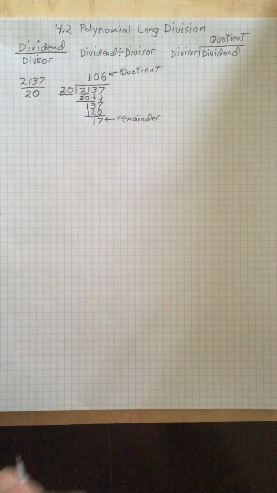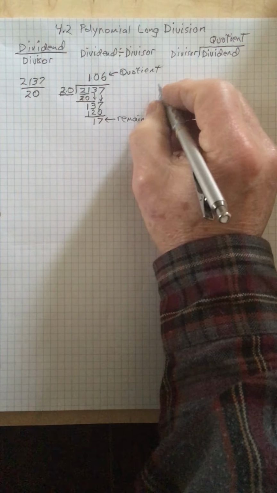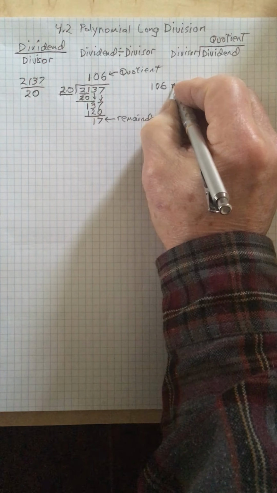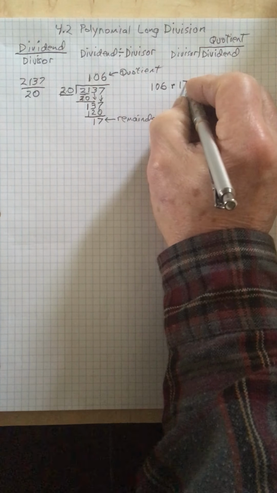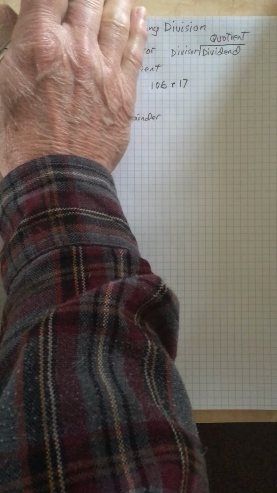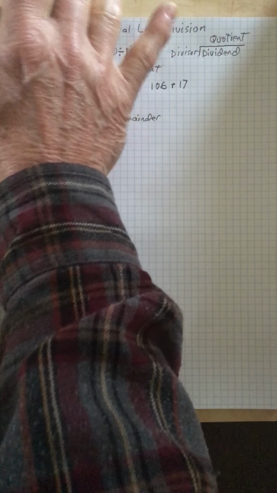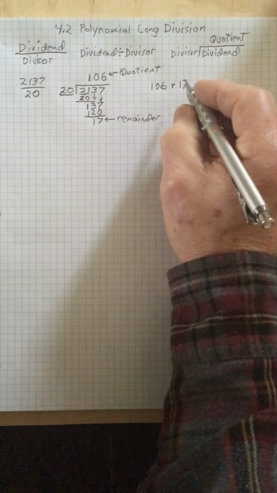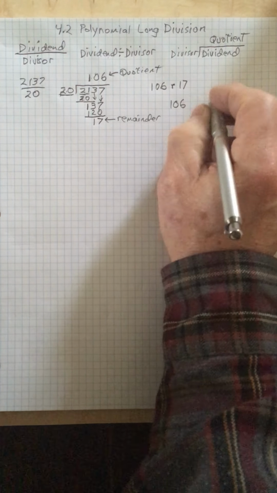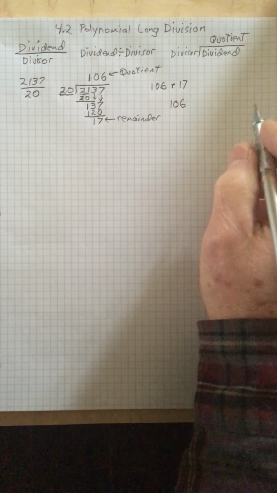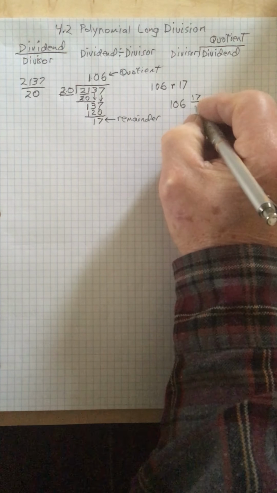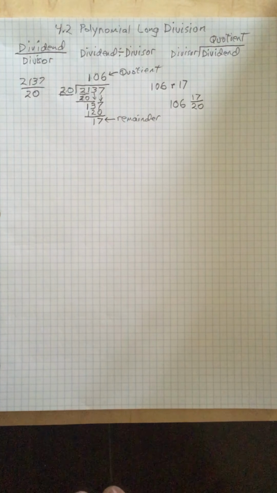Now, how do we write the answer? Well, there's 2 ways. Sometimes I'll let you get by with this, 106, and little r meaning remainder, 17. But the problem with that is, if you don't have this, you're missing some information about that 17. So the way you generally write it is quotient plus, and since it's all numbers, we don't need the plus sign there, remainder over divisor. So we write our answer like that.